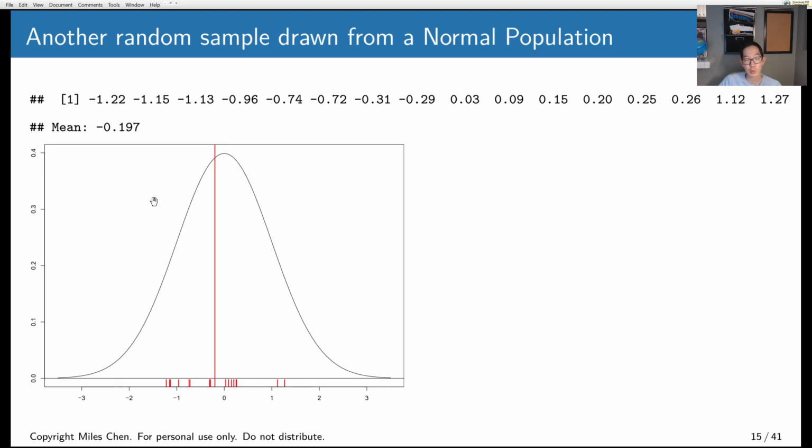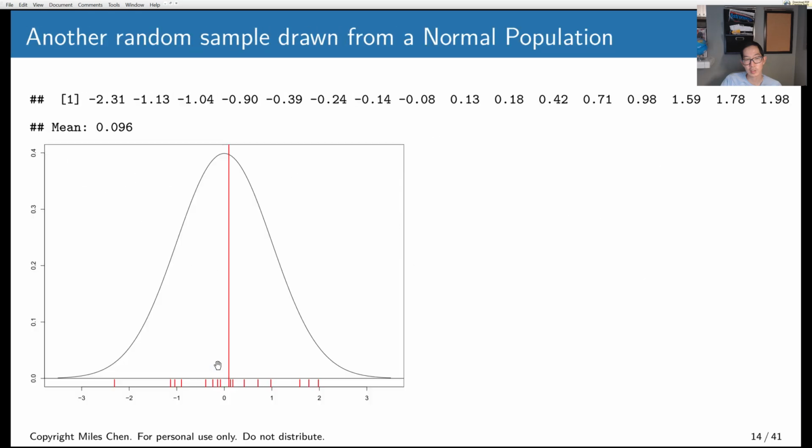Here's another sample of 16 randomly selected values. Negative 1.22, negative 1.15, negative 1.13, negative 0.96, so on and so forth. The mean of these 16 values is negative 0.197. Here's another one, 16 other values. The mean of these 16 values is positive 0.426. This one has a mean of negative 0.176. Here's a mean of 0.083.